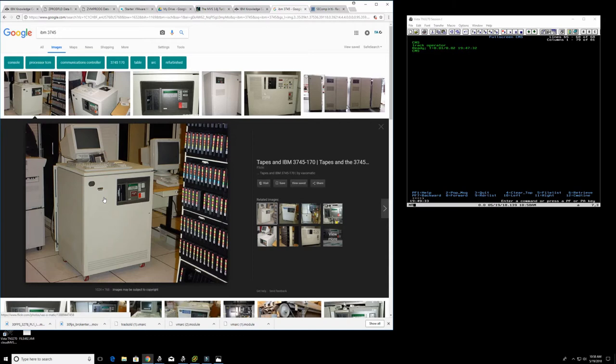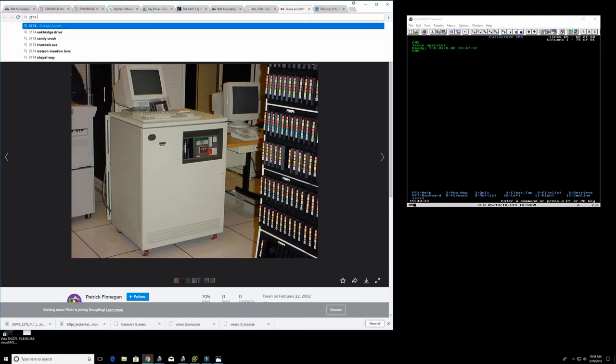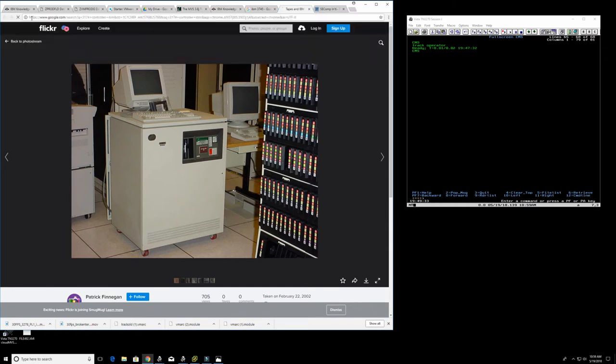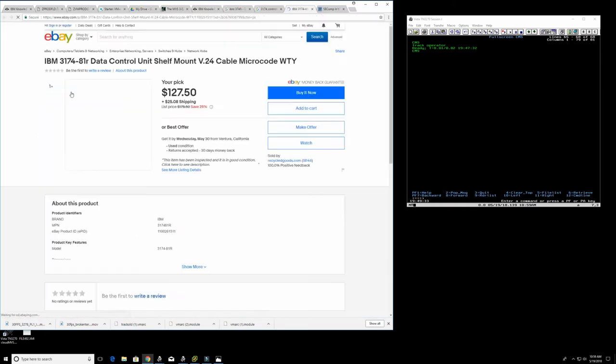And this is a very important thing. The vast majority of 3270 terminals and compatibles would be attached to the mainframe ultimately through a device like this, the 3704, through something called the 3174 controller, what's called an establishment controller.